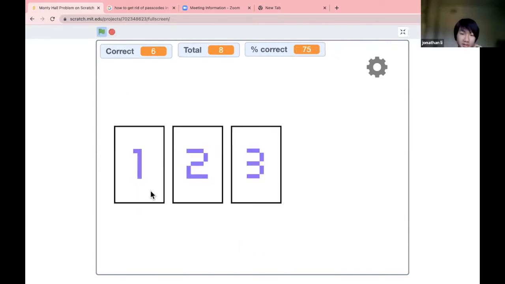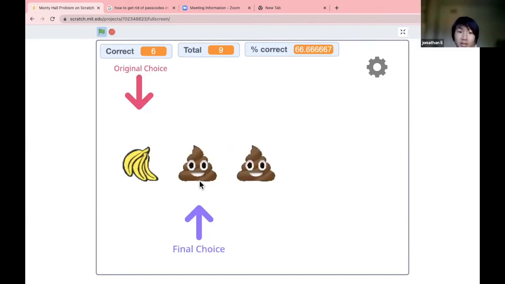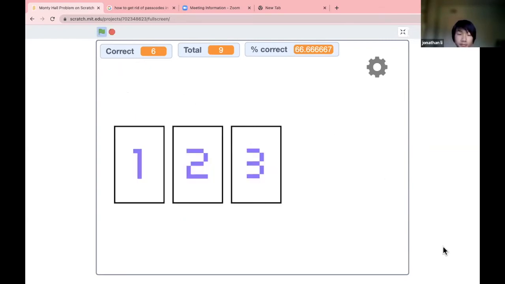As you can see, most of the time when you switch, you'll actually get the banana. Of course, you still get the poop sometimes because it's not guaranteed. So there is a higher chance of getting the banana when we switch. Does anyone have an idea of why that happens? If you guys are stuck, we can start looking at this from the beginning.